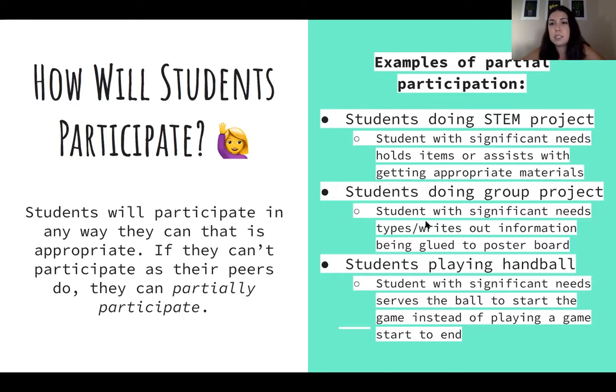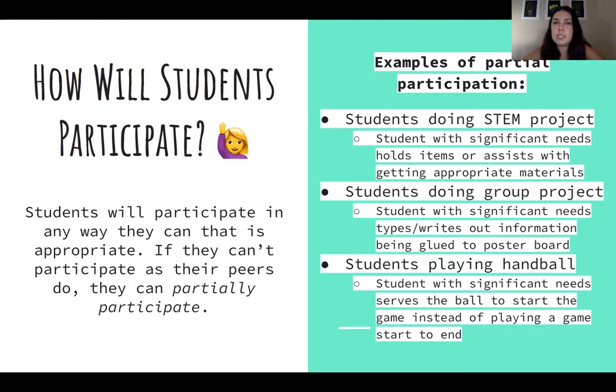So I just listed some examples of partial participation. If students were doing a STEM project, the student with significant needs can hold items or assist. And really the focus is more on being a group member, and again, those social skills involved in being an active participant as a group member. Secondly, for students doing a group project, which is similar to a STEM project, students with significant needs can type or write out information that is being glued onto a poster board.